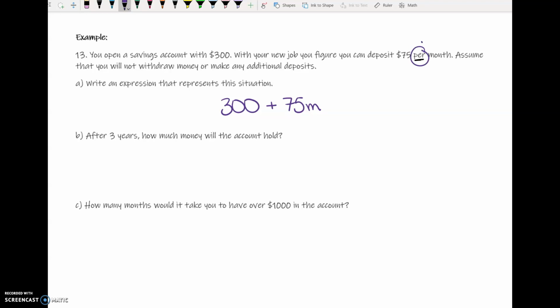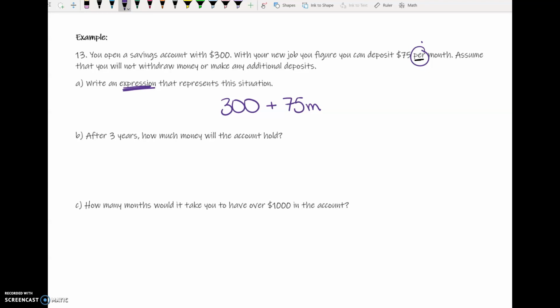$75 per month. 1 month, $75. 2 months, 75 and 75. That'd be 75 times 2. 3 months, 75 times 3, that money would be added in. So that's an expression. Notice I did not put an equal sign in there. Expression means no equal sign, just numbers, letters, added, subtracted, whatever, no equals. If there's an equal sign, that makes it an equation.